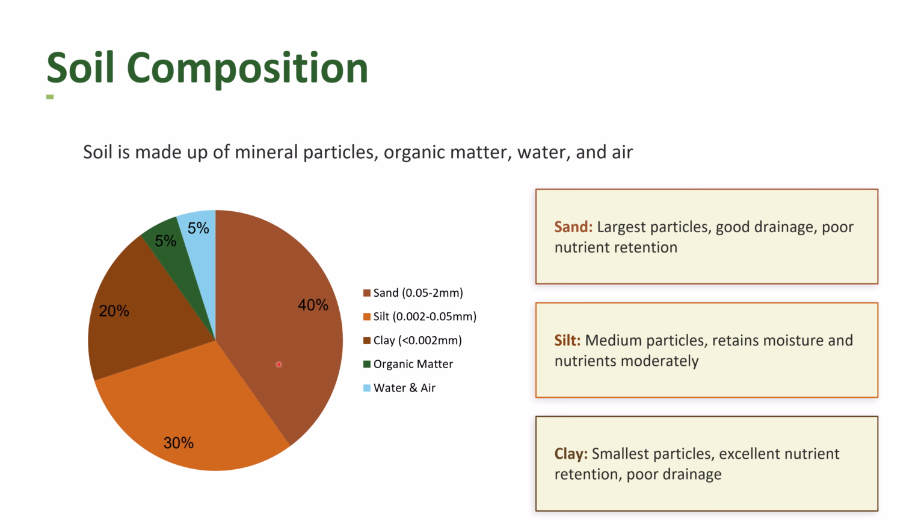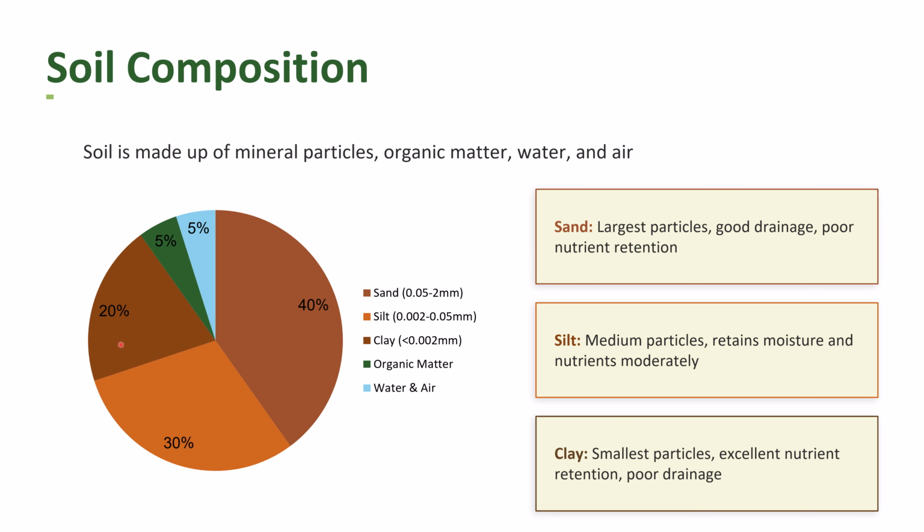Sand: about 40% of the soil is sand. These are the largest particles, from 0.05 to 2 millimeters. They provide good drainage but don't hold nutrients well. The percentage of silt is 30%. These are medium-sized, from 0.002 to 0.05 millimeters. They are great at retaining moisture and moderate nutrients.